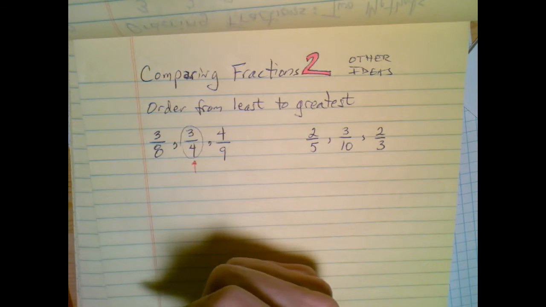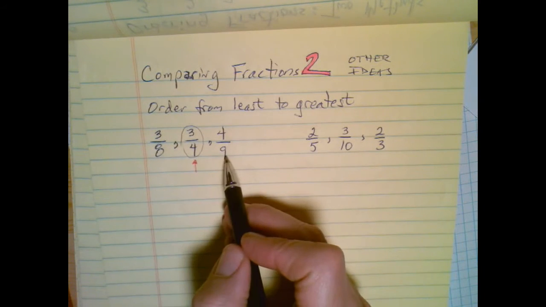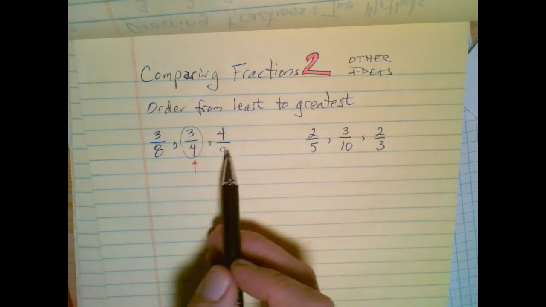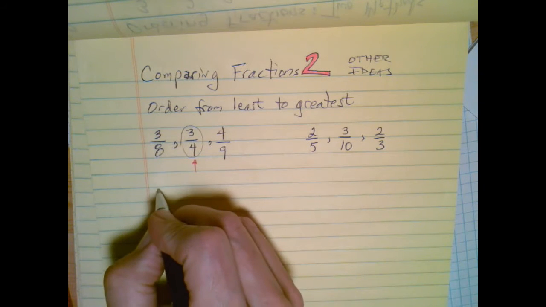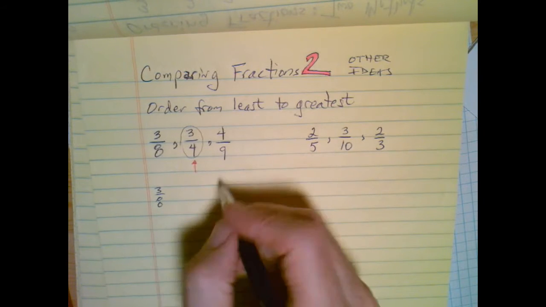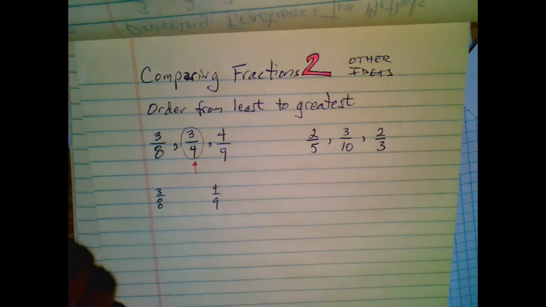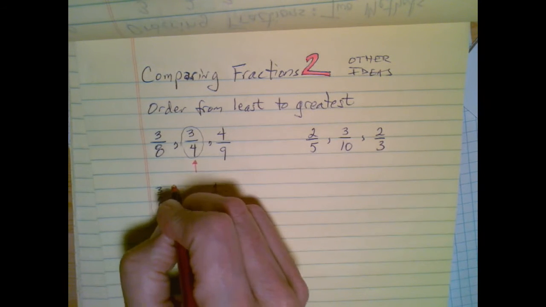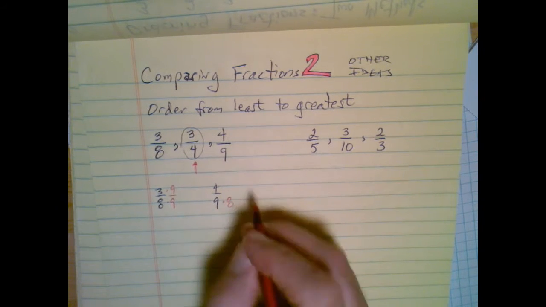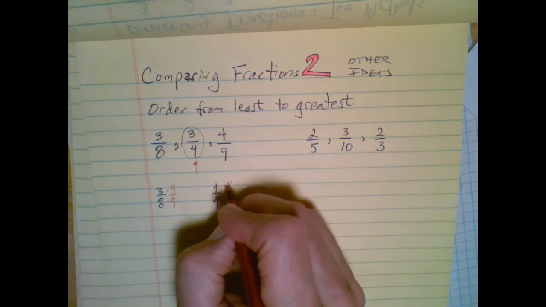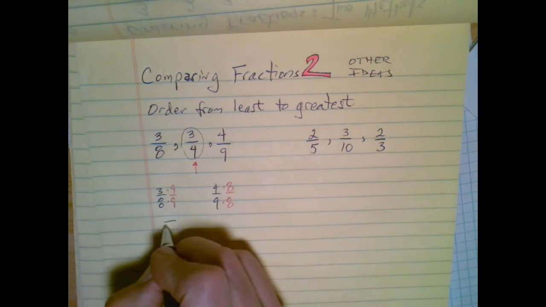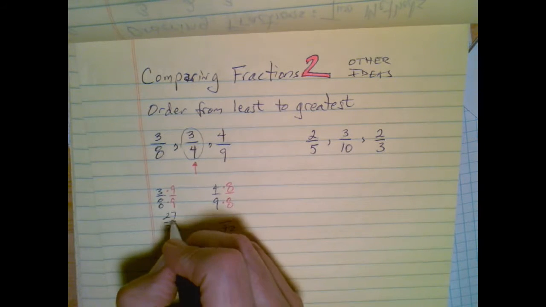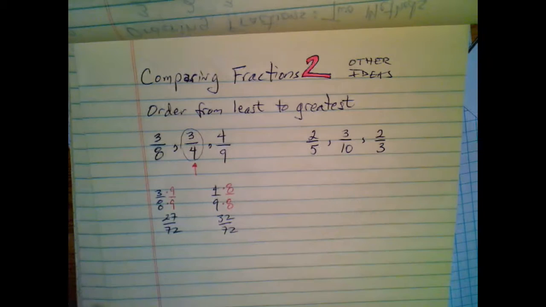Now, I just have to consider, well, which of these two is larger? And so instead of multiplying each fraction by two other numbers, now I just need to consider these two. And so I would have 3/8, and here's 4/9. And that means I'm going to have to multiply each fraction, top and bottom, by the other fraction's denominator. So multiply this top and bottom by 9, and I'll multiply this fraction, top and bottom, by 8. And when I do that, I have 72 as a denominator in both. 3 times 9 is 27. 4 times 8 is 32.